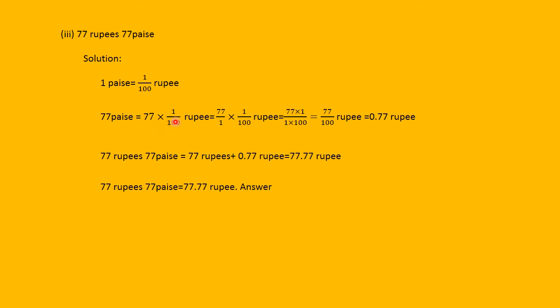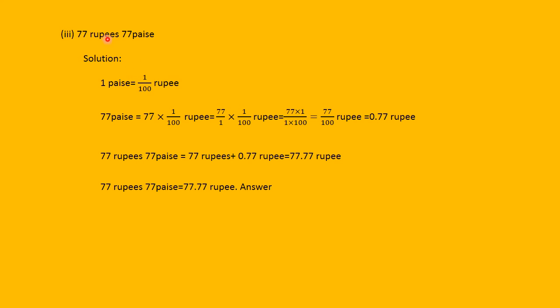So for 77, there is nothing in the denominator, so you will write it as divided by 1. 77 upon 1 into 1 upon 100. So numerator into numerator divided by denominator into denominator. 77 into 1 is 77. 1 into 100 is 100. So 77 upon 100 rupee, divided by 100. So you convert this into decimal. So 0.77. You should have 2 places after the decimal because you are dividing it by 100. So 77 paise is equal to 0.77 rupee.